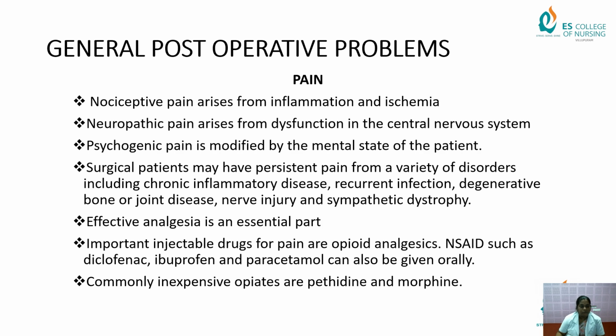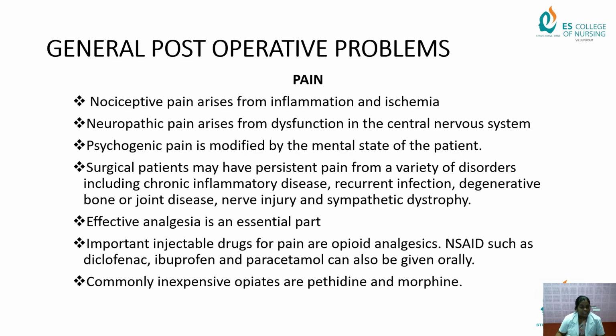First is pain. Nociceptive pain arises from inflammation and ischemia. Neuropathic pain arises from dysfunction of the central nervous system. Psychogenic pain is modified by the mental state of the patient. Surgical patients may have persistent pain from a variety of disorders, including chronic inflammatory disease, recurrent infection, degenerative bone or joint disease, nerve injury and sympathetic dystrophy. Effective analgesia is an essential part.